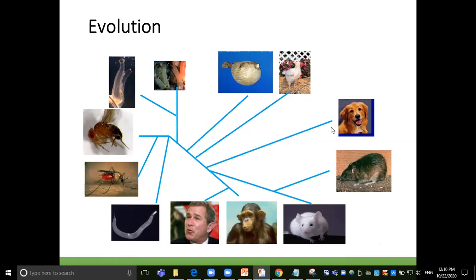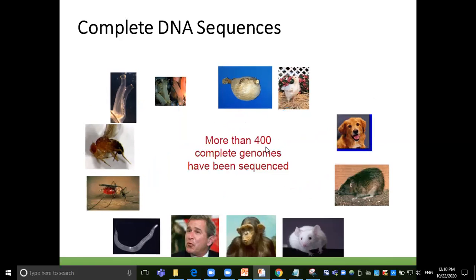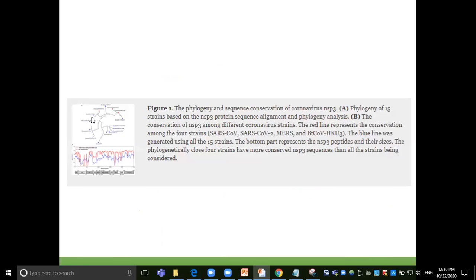So that's the evolutionary application of alignments, and also in epidemic disease viruses. When they come, like the coronavirus situation here, these sequence alignments play a very high importance.